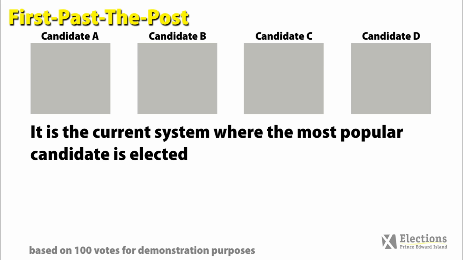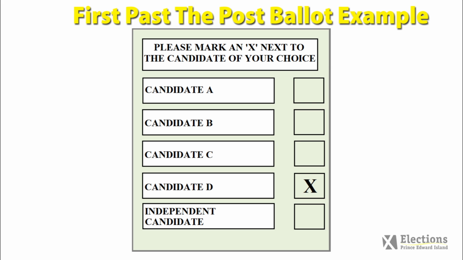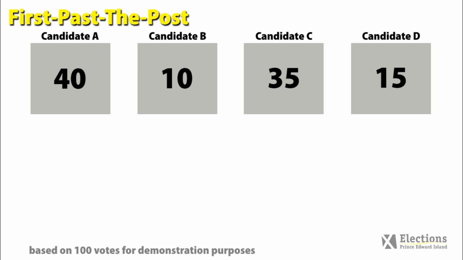First past the post. It is our current system where the most popular candidate is elected. Whoever gets the most votes wins. Here's an example of a first past the post ballot. You would place an X or a check mark next to the candidate of your choice, and only one box may be marked. For our example today, here's the result of the voting in this district, and it clearly shows that candidate A is the winner.